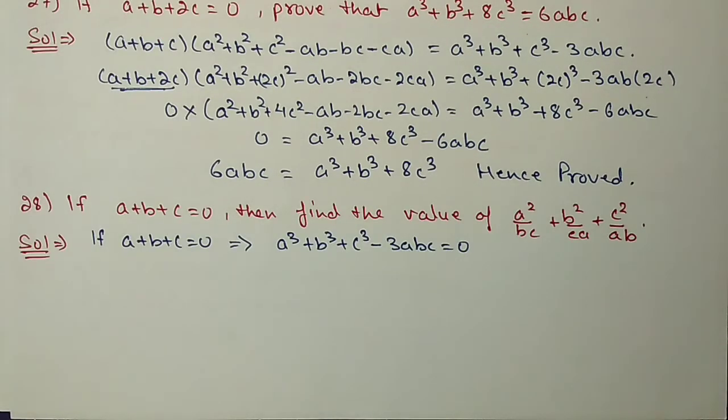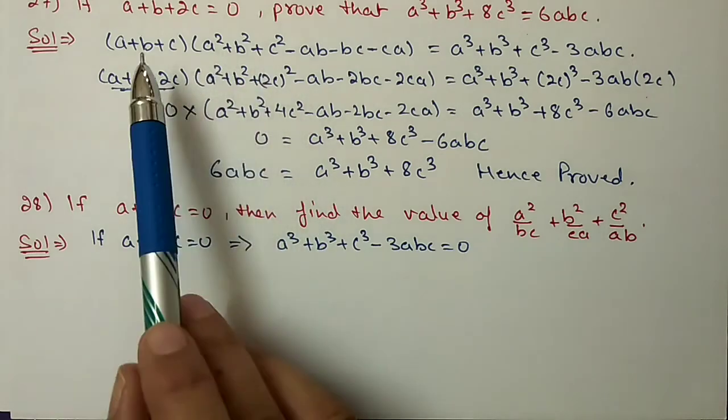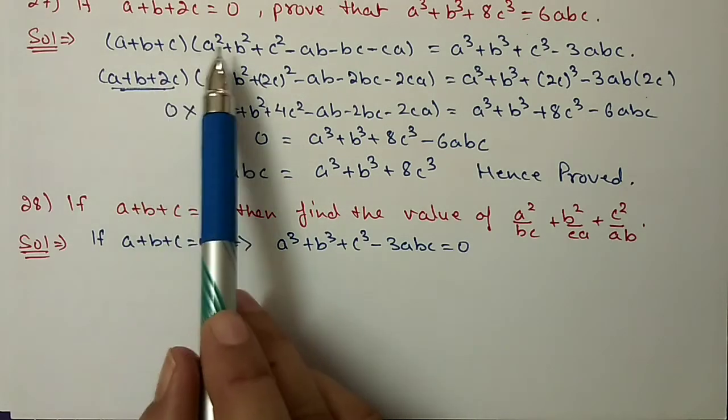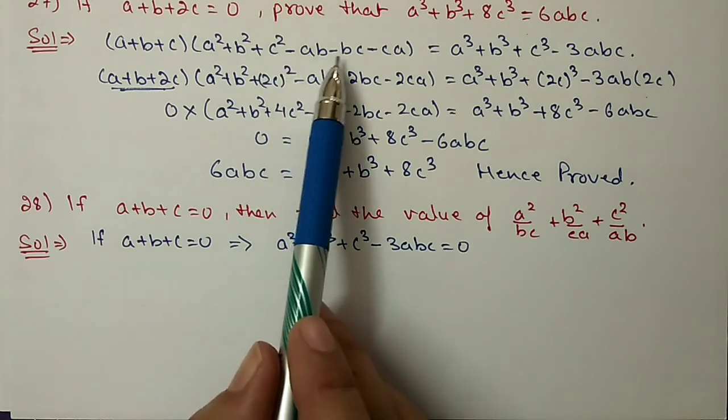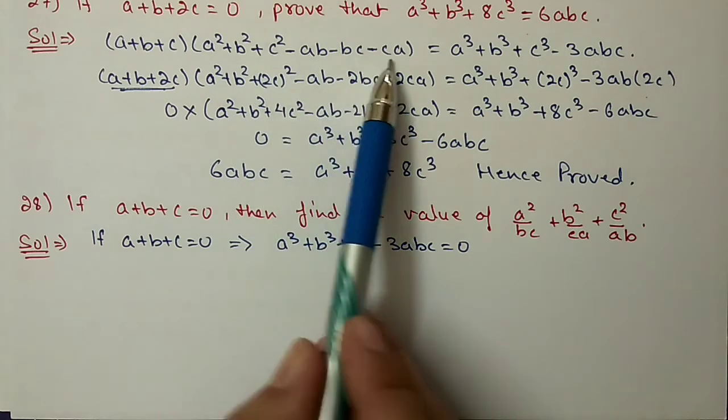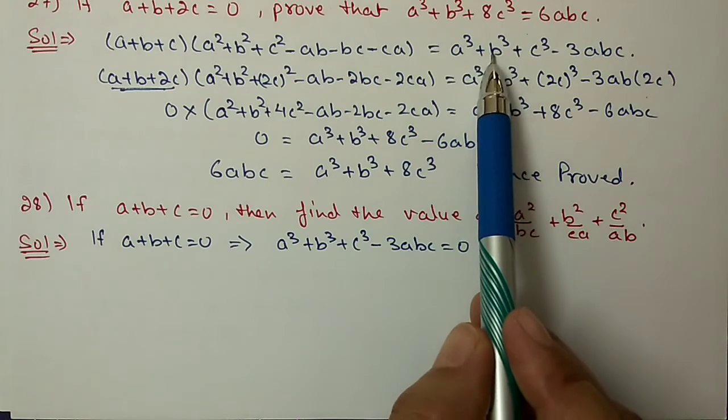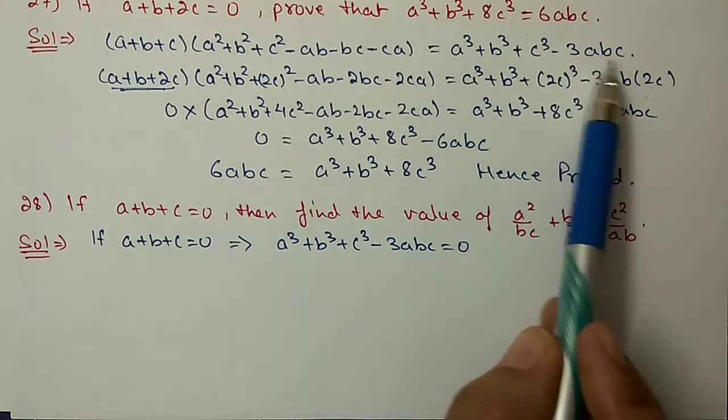Question number 28, if a plus b plus c is equal to 0, then find the value of a square by bc plus b square by ca plus c square by ab. So we will start from this step only. In the last question we have done a plus b plus c into a square plus b square plus c square minus ab minus bc minus ca. This is equal to a cube plus b cube plus c cube minus 3abc.